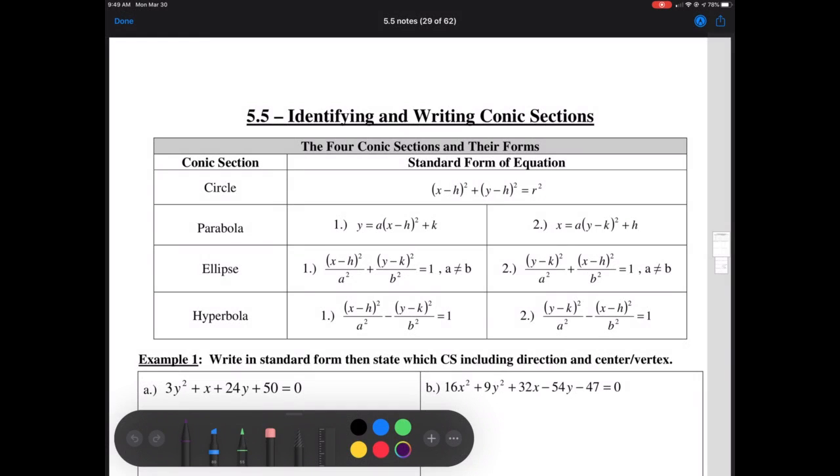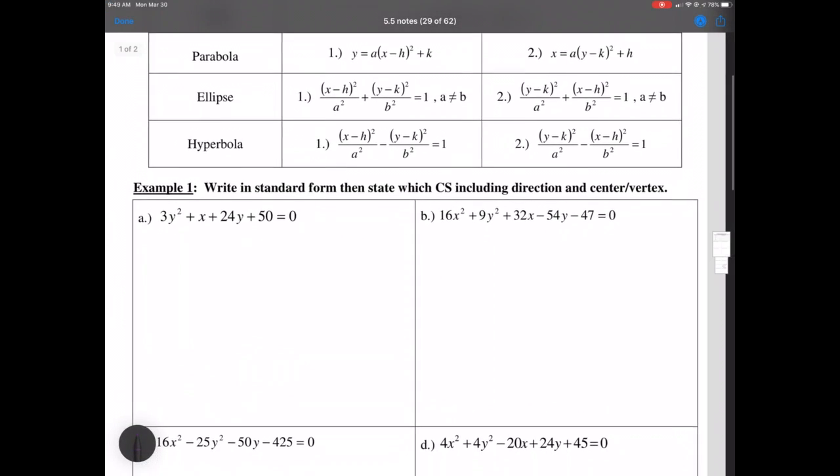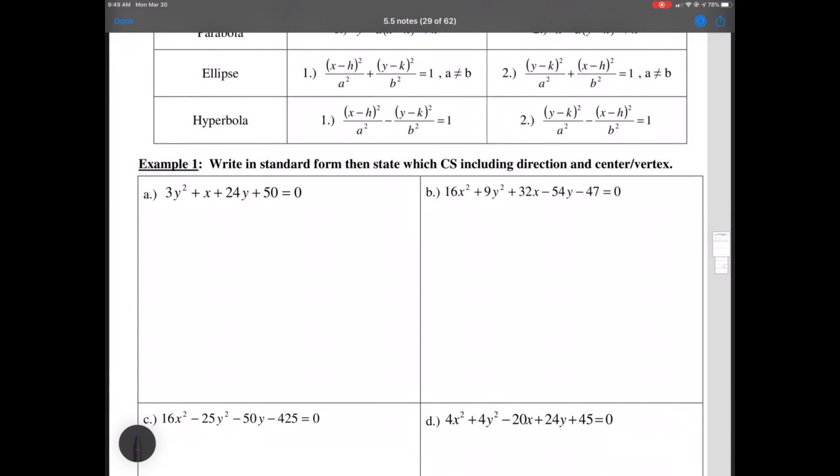So now we will cover 5.5, which deals with identifying and writing conic sections. Here are all the standard form equations that you will have to identify each type of conic section, your equation for circles, parabolas, ellipses, and hyperbolas. So what we want to look at is being able to identify the type of conic section from the given conic form equation and then rewriting it in standard form and identifying the important information.